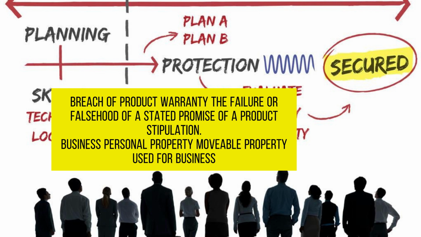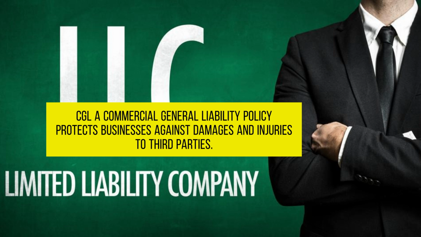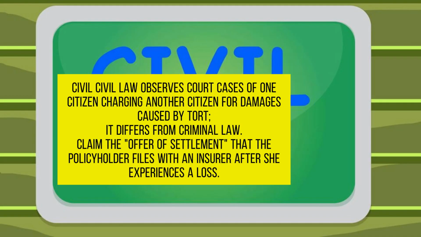Breach of product warranty: failure or falsehood of a stated promise of a product stipulation. Business personal property: movable property used for business. CGL: commercial general liability policy, protects businesses against damages and injuries to third parties. Civil law observes court cases of one citizen charging another citizen for damages caused by tort. It differs from criminal law.